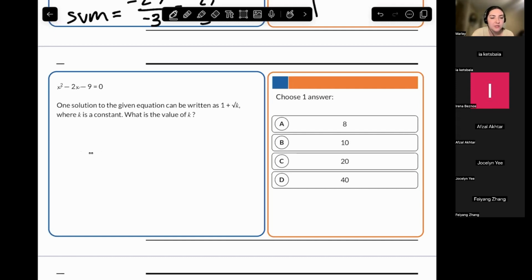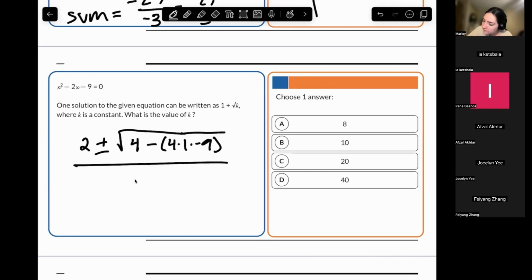All right, so we're getting some answers for this. Afzal, do you want to explain how you got your answer? Sure. So I used the quadratic formula for this one. I plugged in my values and I got 2 plus or minus radical negative 2 squared minus 4 times 1 times negative 9. So I got 2 plus or minus radical 40 over 2, and I simplified it down to 1 plus or minus radical 10.